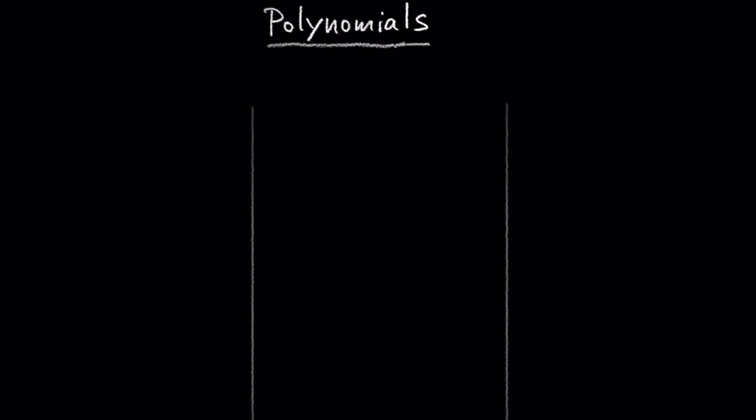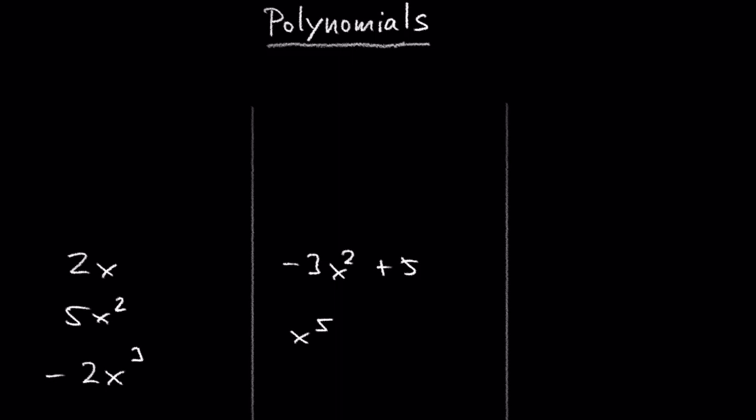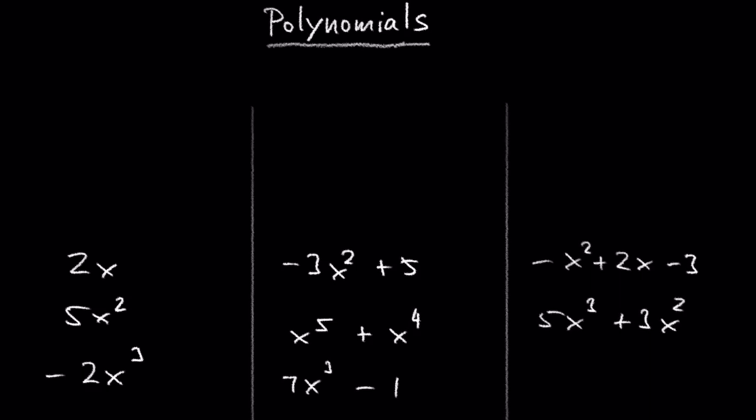This video is an introduction to polynomials. Polynomials are, for example, 2x, 5x squared, negative 2x cubed, negative 3x squared plus 5, x to the fifth plus x to the fourth, 7x cubed minus 1, negative x squared plus 2x minus 3, 5x cubed plus 3x squared plus x, or negative 3x squared plus x minus 5.